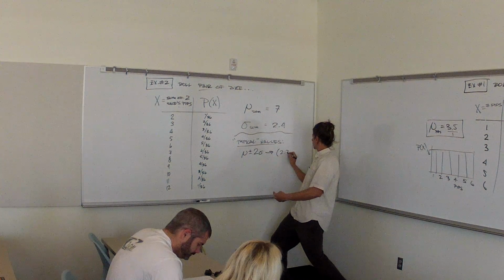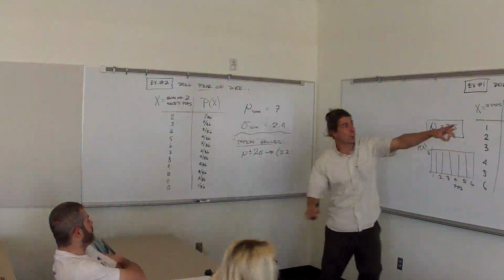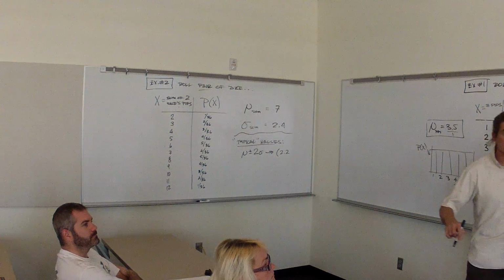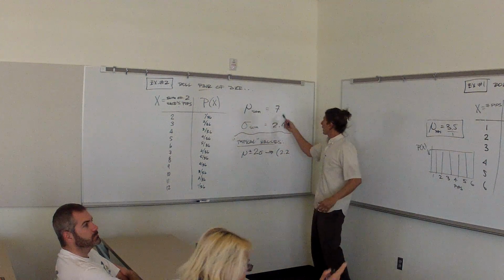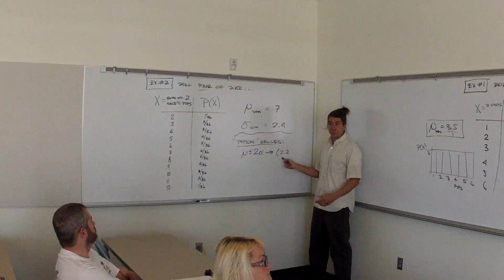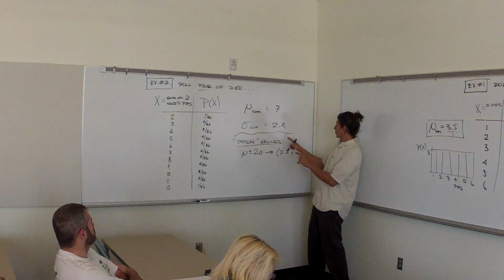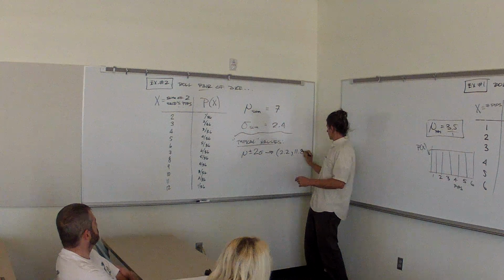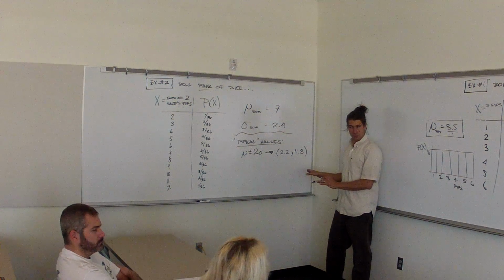2.4. Oh, wait, I'm rounding out to 2. I'm sorry, I rounded out to 2.4. So if I take 4.8 away from 7, the minus part is 2.2, and the plus part would be 11.8. You see what I'm doing here, friends?